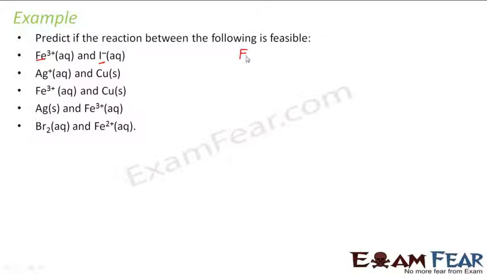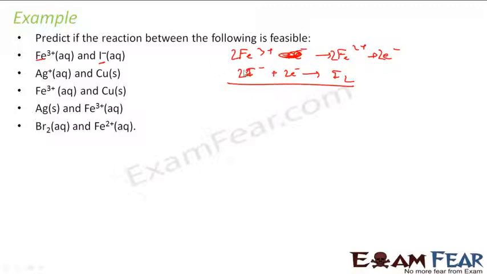Fe3+ will take one electron to give Fe2+, and I minus will give I2. Let's balance this: 2I minus gives I2 and this will give 2 electrons. Let's multiply this by 2 on both sides so that we can balance the charge. These are the two reactions we have. Let's try to find the electrode potential for both of these.